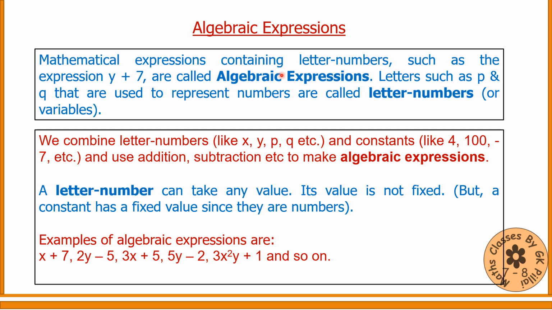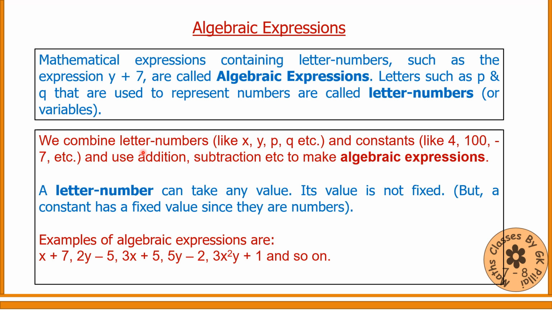Mathematical expressions containing letter numbers, such as the expression y plus 7, are called algebraic expressions. Letters such as p and q that are used to represent numbers are called letter numbers. Here y is the letter number, or variable. We used to call the letter number a variable in the previous textbook.